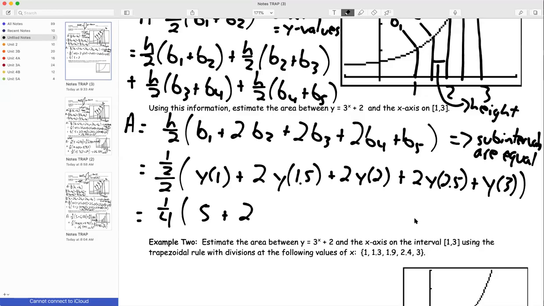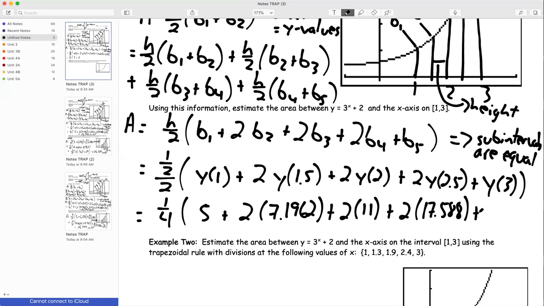So let me go back to the notes here and put in those values. So I have 2 times 7.1962 plus 2 times 11 plus 2 times, 2.5 was 17.588, plus 29. Okay, so let's add all of these values inside the parentheses together. And then don't forget to divide by 4 because I have the height divided by 2 outside there. And let's calculate the estimation. So go ahead and do that for me with your calculator right now, please.